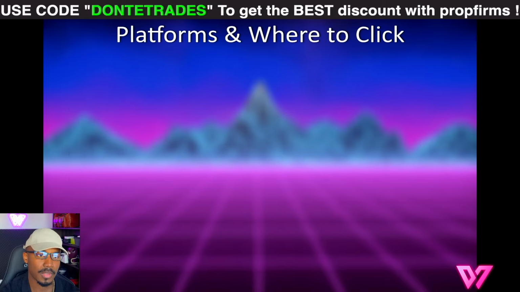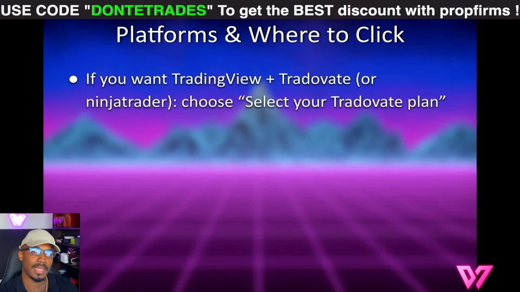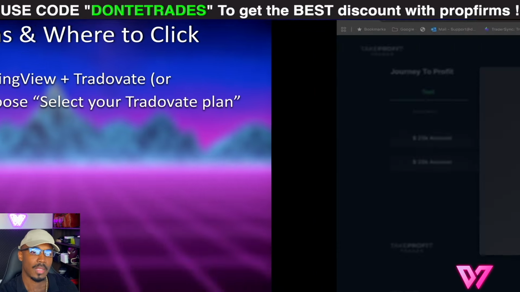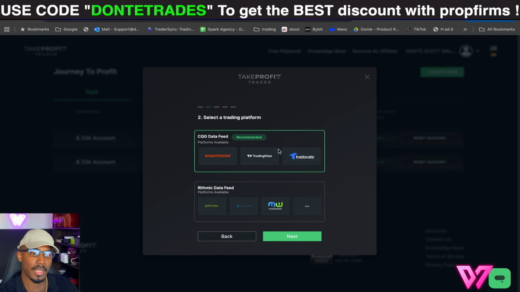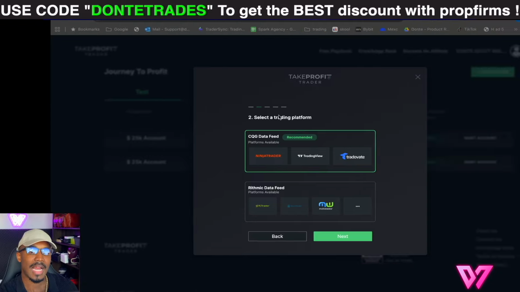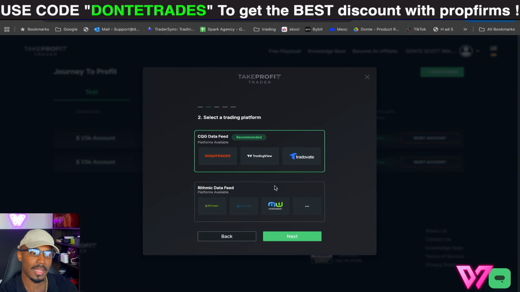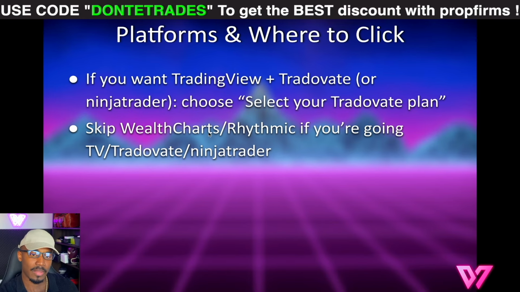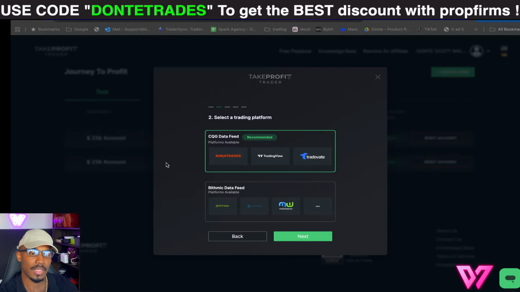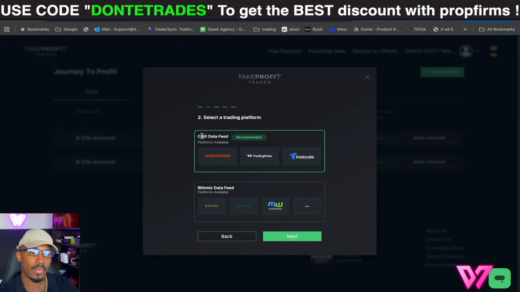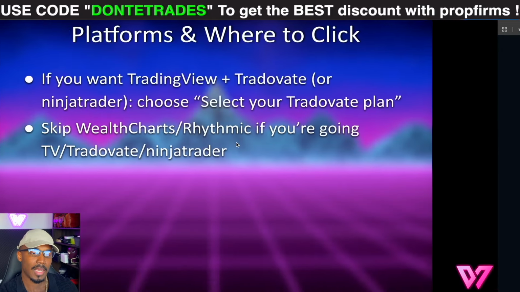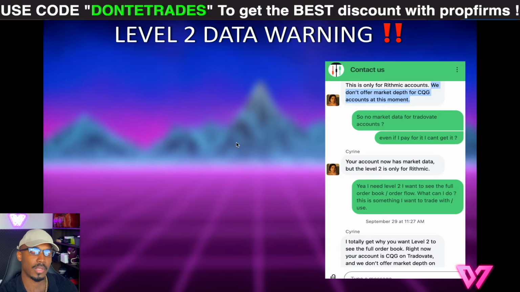So, platforms and where to click. This is something really basic, but there is a caveat you want to pay attention to here. For most people, if you want to trade with TradingView, NinjaTrader, or Tradovate, you're going to obviously select this plan. And if you want Rithmic charts or whatever have you, then you select the other plan. But there are some caveats when it comes to this CQG account, which most people are going to pick, which is the level 2 data warning.